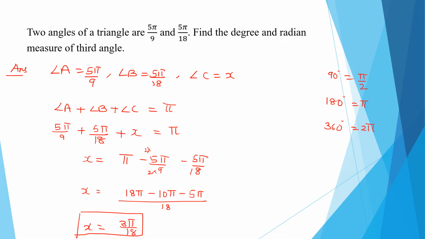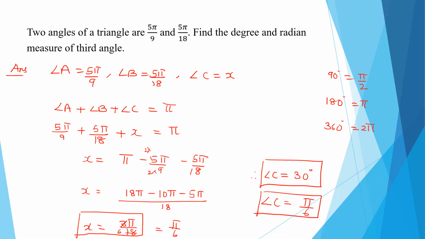Just check my calculations once again. It seems somewhere I have made a mistake. 5 pi by 9 plus 5 pi by 18 is 15 pi by 18. Pi minus that is 3 pi by 18, so it will be pi by 6. So answer is pi by 6. Therefore, in degree, angle C will be 30 degree. Convert pi by 6 into degree, you will get 30 degree. So angle C is 30 degree or angle C is pi by 6. Sorry for the calculation mistakes.